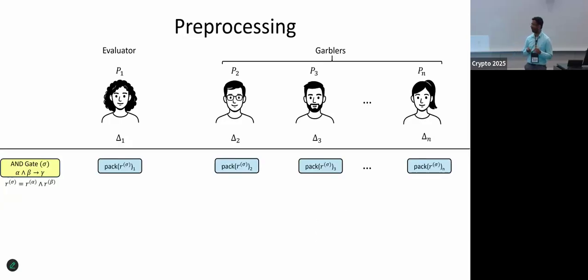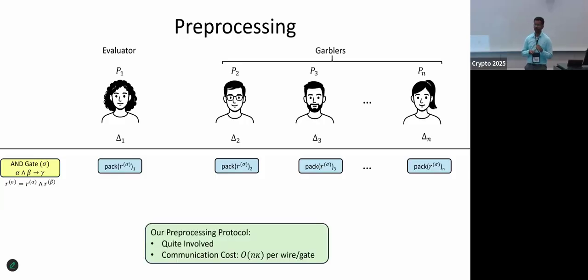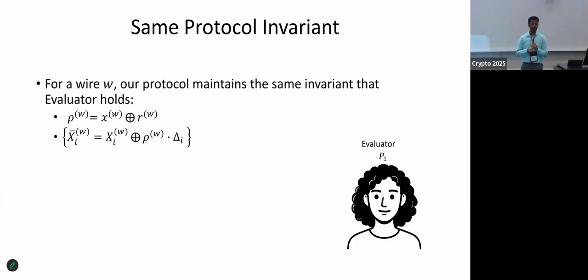Then for each AND gate, the pre-processing computes the correlated randomness R sigma, and it distributes a packed secret sharing among the AND parties. Though I don't have time to discuss the pre-processing protocol, it is quite involved. It uses tricks from the share transformation of packed secret sharing literature, and also makes use of consistency checks to ensure that the inputs to the two parties across multiple instances for different parties are consistent. And it also ensures that the overall communication cost of the protocol is order n kappa per gate. Our protocol maintains the same invariant as that of WRK.